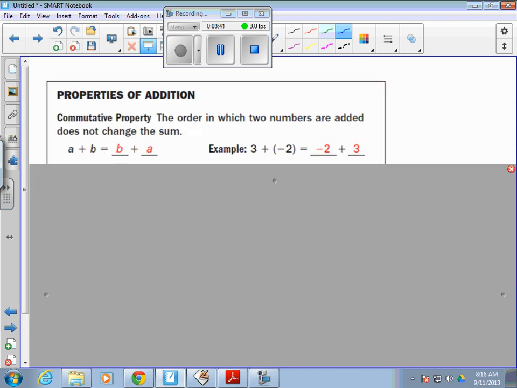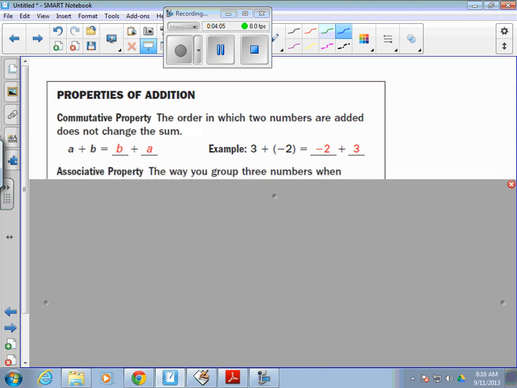Now, properties of addition. One of them is the commutative property. If all that changes is the order, then it's commuting. Think of people who commute to work. These numbers are just commuting to a different part of the problem. A plus B in that order becomes B plus A. The example is 3 plus -2 is the same thing as -2 plus 3. Notice the only thing that changed was the order. You'll still come up with the same solution.